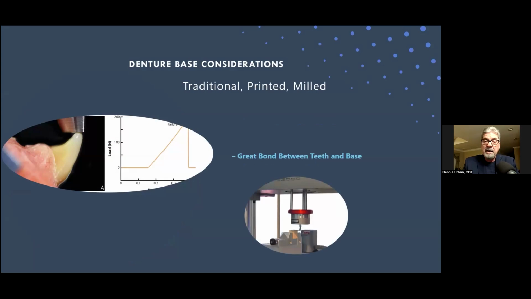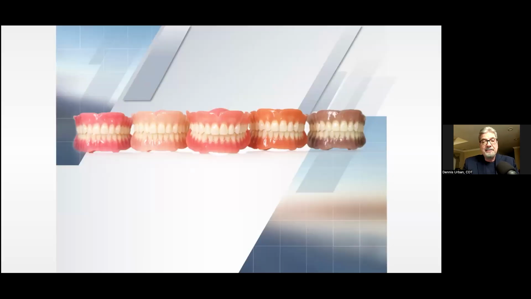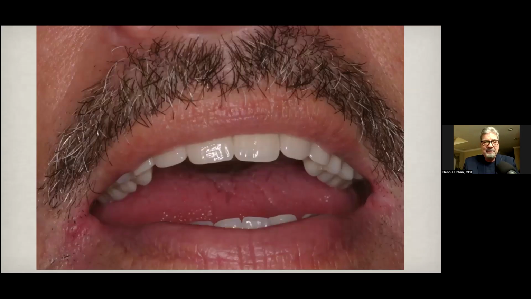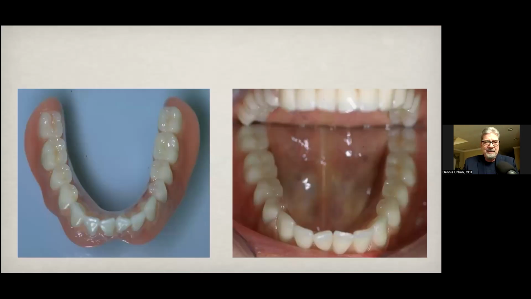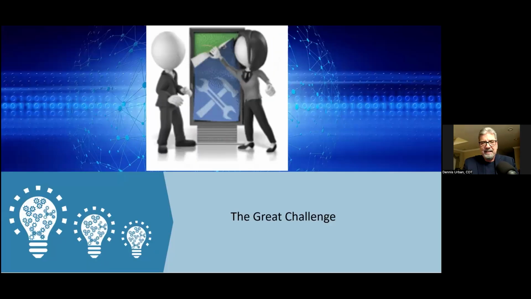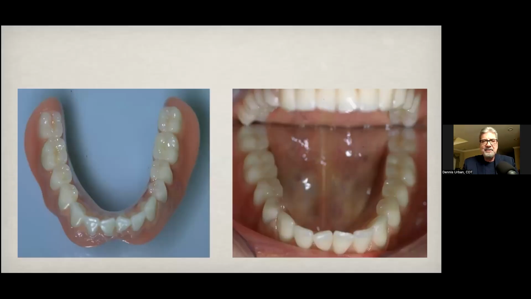And we want a great bond between those teeth and the denture base. And these are some dentures I made with the Diamond D acrylic. This is the final denture, how natural that looks in the mouth. We see the concavity on the lingual of the lower denture here. And now we're ready to get into digital technology.